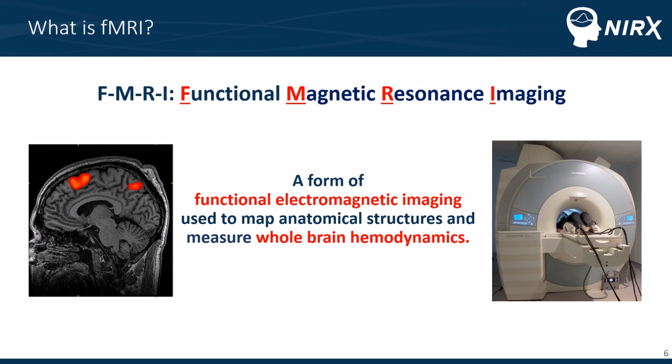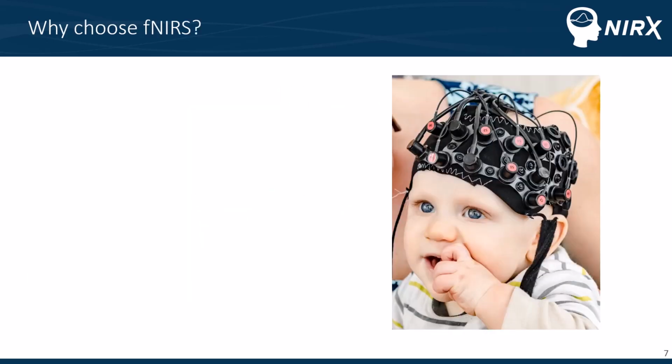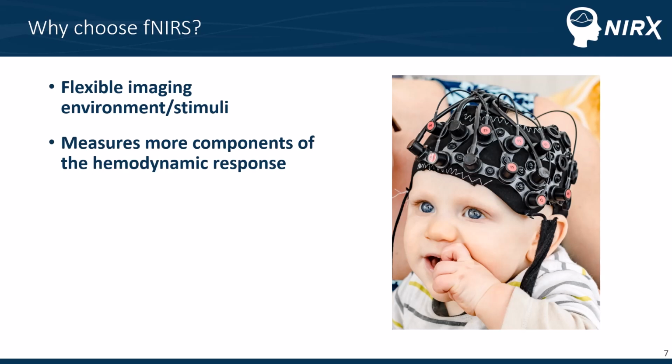But given that you get these very nice, very clear images from fMRI that include structural information, why even use fNIRS? Well, there are many advantages of fNIRS that cannot be denied. You have a much more flexible imaging environment and stimuli, so it lends itself much better to a whole host of different cognitive studies. It measures more components of the hemodynamic response. So whereas with fMRI, the BOLD response is mostly looking at the deoxygenated hemoglobin changes, fNIRS is looking at oxy and deoxyhemoglobin, and we'll get more into that later.